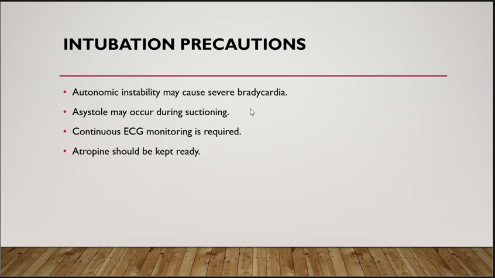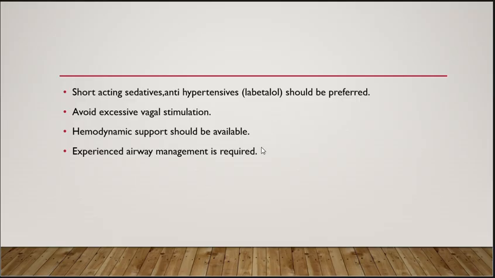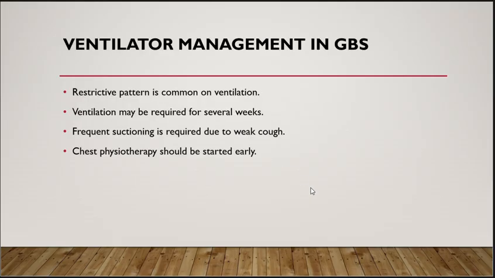Precautions before intubation. Autonomic instability may cause severe bradycardia. This is to be noted. Asystole may frequently occur during suctioning, and continuous ECG monitoring is required. Atropine should be kept ready on intubation, as it can cause bradycardia. Short-acting sedatives or antihypertensives should be preferred over longer-acting ones. Antihypertensives like labetalol should be used. Avoid excessive vagal stimulation, provide hemodynamic support, and experienced airway management is required.